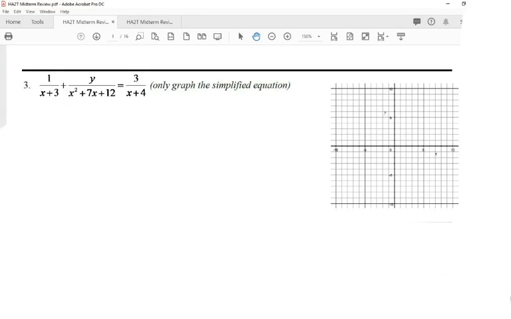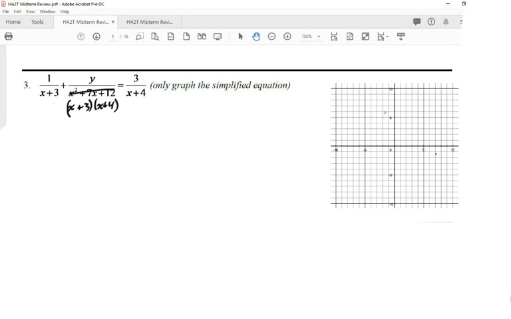This dude is ugly. To really see and understand what you have on your hands right here, it would be a good idea to factor this. So that's what I'm going to do first. I'm going to factor him. We're going to get x plus 3 and x plus 4, because 3 and 4 multiply to give me 12 and add to give me 7.